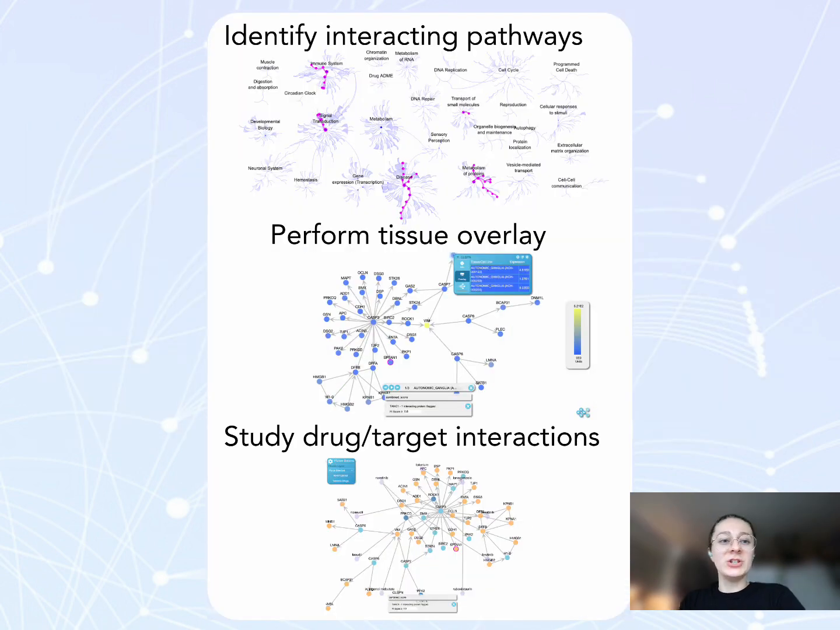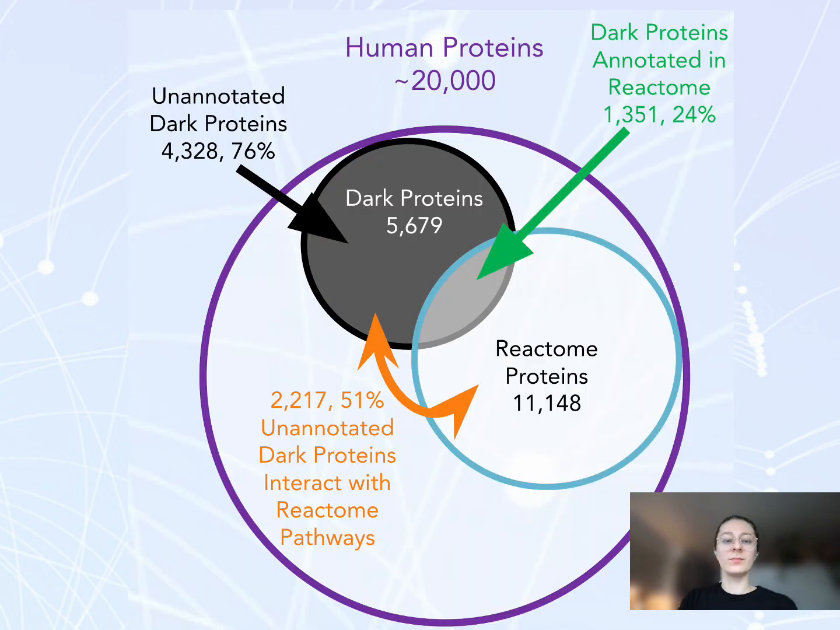The ReactomeIDG web portal has several useful applications. For example, the user can enter a certain protein and see the pathways that are predicted to functionally interact. On the top, these are shown in magenta. The user can also perform a tissue overlay or a pairwise relationship overlay. The user can also use the portal to study drug-target interactions and explore potential therapeutics.